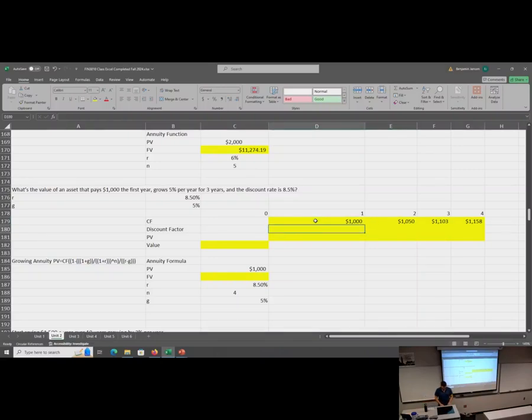So now we're going to get our discount factor. 1 divided by 1 plus the discount rate raised to the year. And again, this should be declining across time. That's what we're seeing. Now we should get the present value, which is the cash flow times the discount factor. Carry that forward. And the total value, sum it all up. So the total value for this cash flow stream is $3,500.